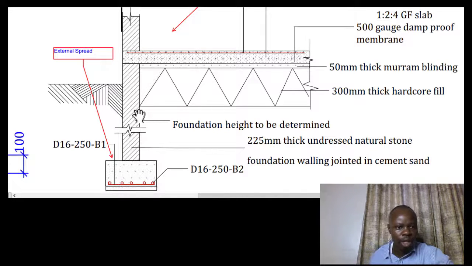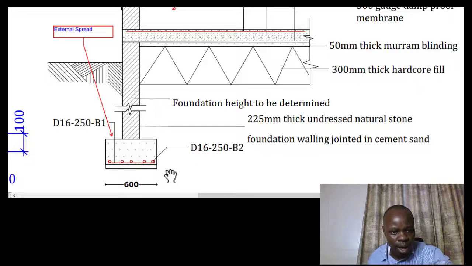Okay, so it means that you will consider the spread. The footing is 600 millimeters, and even from the look you can see that the wall is sitting at the center of the strip footing. So in that case, it means that from the 600 you subtract that given wall.